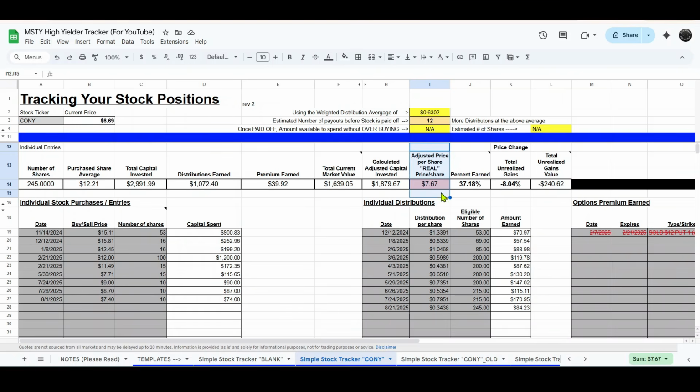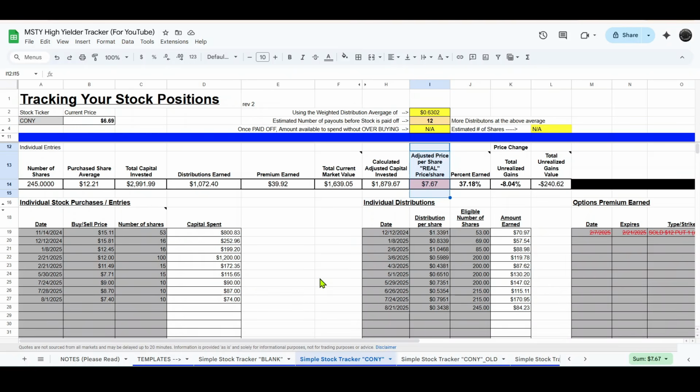But when I see this number, man, all I want to do is say, okay, CONY is below the $7.67. Well, crap, I can buy more and I can still bring down my real average, right? My adjusted average. I can still bring it down. So like I said, that just changes your mindset. I just kind of get a little excited when I see that real number there. It just changes how you think of it.